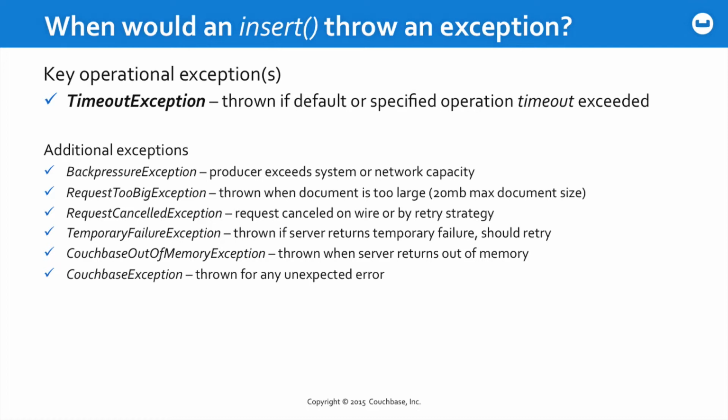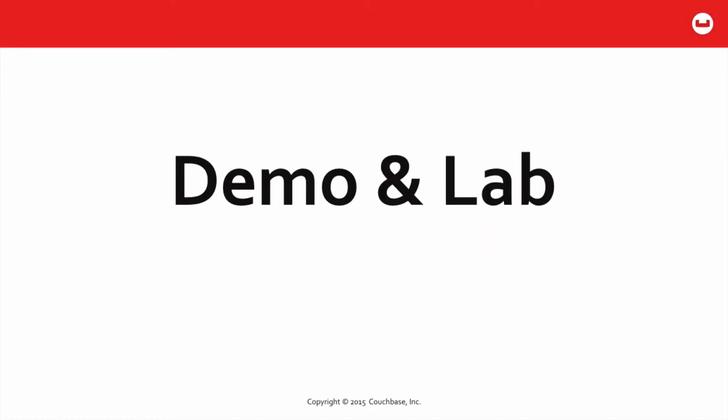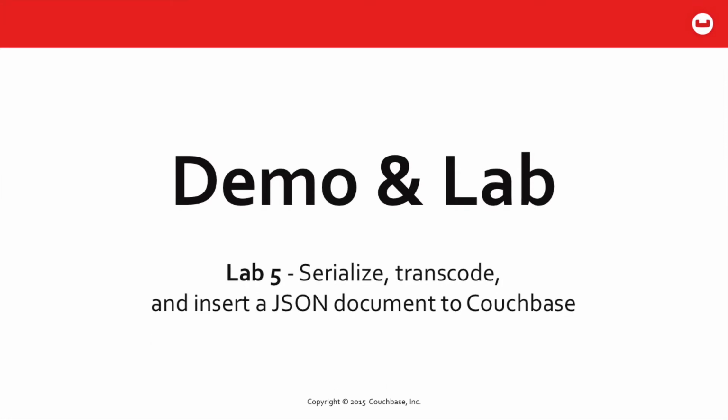As you would have learned in the Essentials course, there is a maximum document size in Couchbase. Couchbase limits the document size to 20 megabytes, and so the SDK can report back if you're trying to break the rules. Now in this upcoming lab, you're going to be serializing, transcoding, and inserting a JSON document back into Couchbase. Let's go take a quick look to orient you to this.